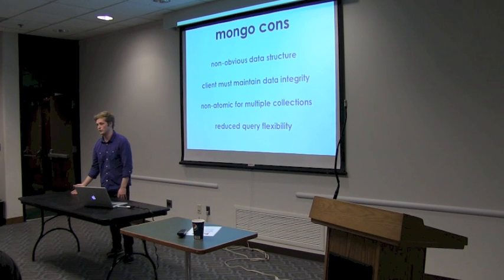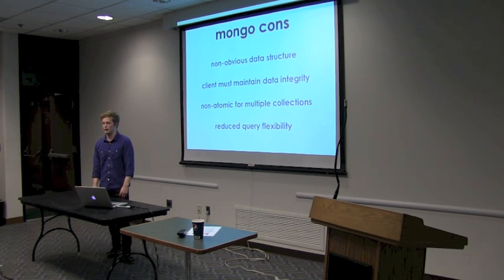Also, there's reduced query flexibility. At Opower, we do a lot of data analytics, and so we frequently have to do ad hoc queries on the fly. Our analysts are constantly looking at the database. The main way that you assemble an ad hoc query of sufficient complexity in SQL is through joins. Those don't exist in Mongo, so you're at an extreme disadvantage if you have to do things on the fly.